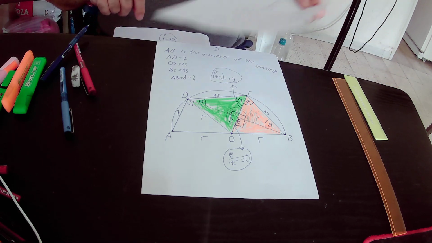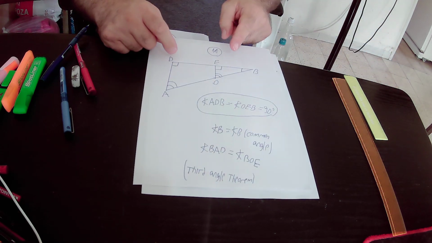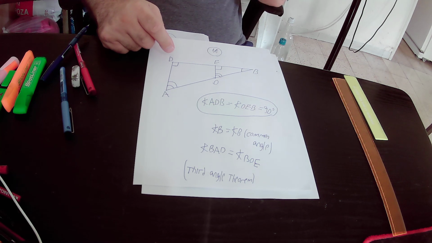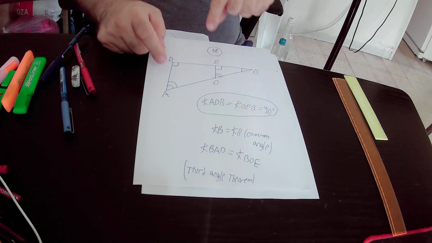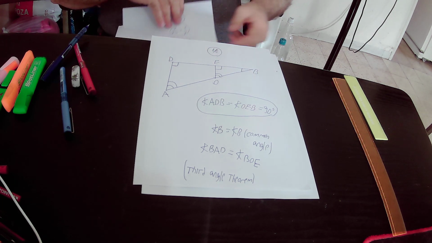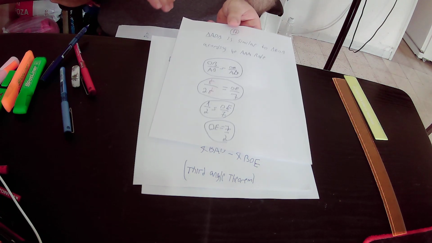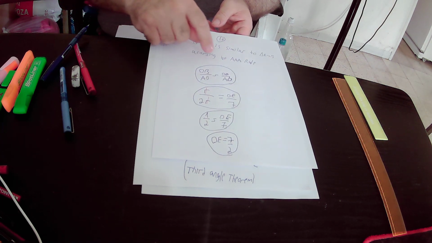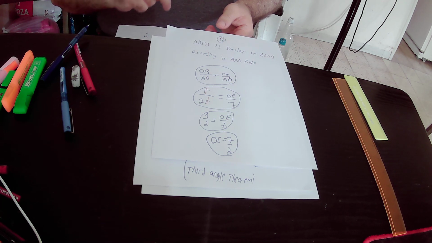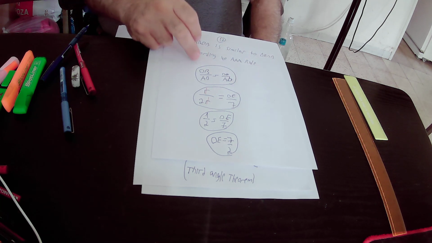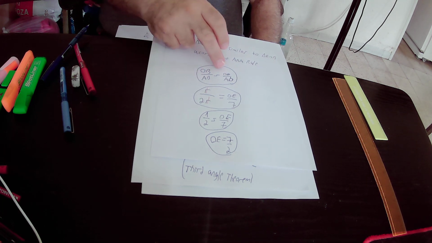And from the fact that those two triangles are similar to each other, the following relationship exists between the sides of those two triangles. That is to say, OB over AB equals OE over AD. Again, OB over AB equals OE over AD.